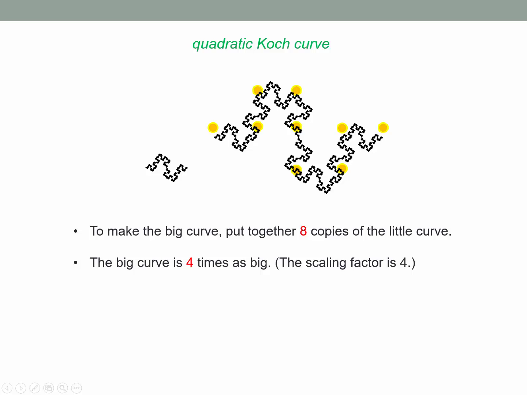Now when you're done, you won't have something that's 8 times bigger. That is to say, it won't be 8 times the length. If you measure the length of the little one from end to end, just straight line distance, then in the one on the right, the big one, that length has been multiplied not by 8, but by 4. So the scaling factor is 4. So here's what we've seen. If you put together 8 copies of the little curve, you get the big curve, which is 4 times as big.